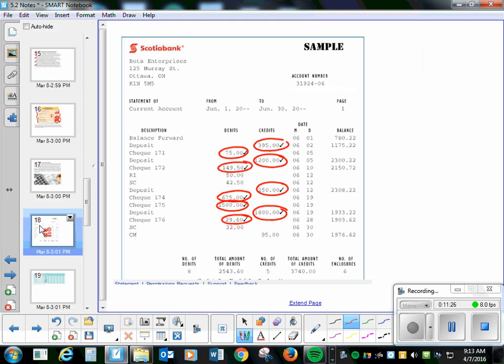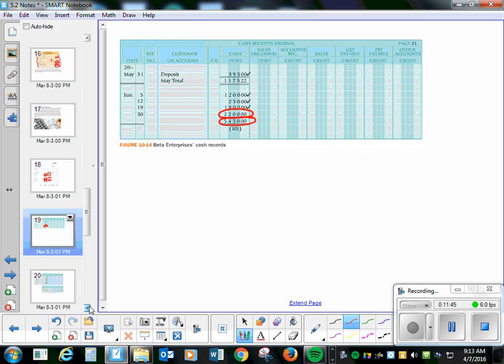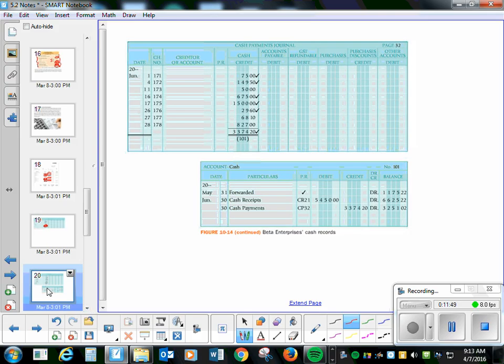Okay, so you see here all the credits, $395, $1,200, $250, $1,800. So you go to here and you check them off, and you notice that there's one here that hasn't gone through yet, and it's usually the ones that are right at the end of the month. Oh, and it looks like this one too hasn't gone through. Okay, now you do the same thing with your checks. You go through those.